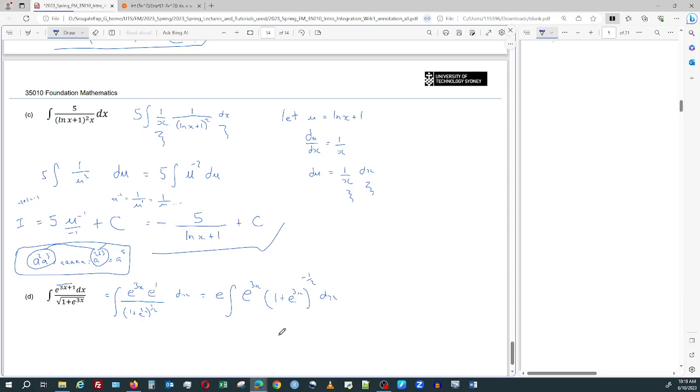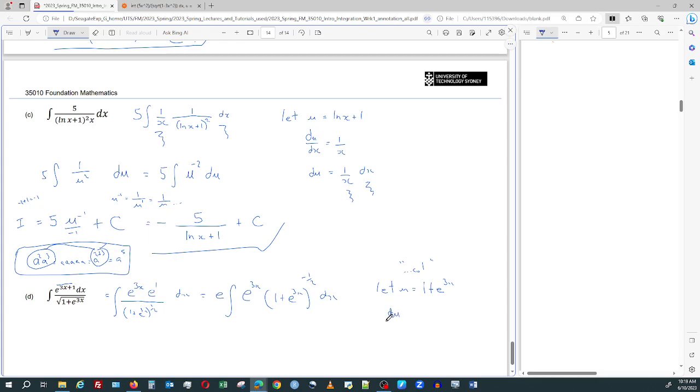So what we're going to do now is simply let u equal 1 plus e to the 3x. So when we differentiate this, stay in the column. Stay in the column. So this is a u substitution.